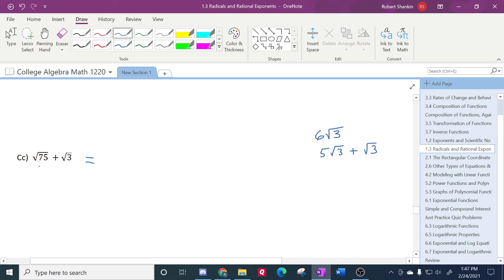All right, so the square root of 75, we're going to break it down the same way. I'm going to put the perfect square first this time.